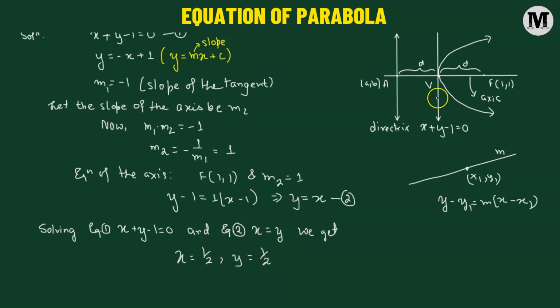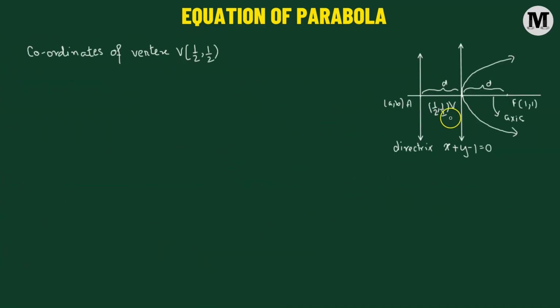So that means the coordinates of the vertex are going to be 1/2, 1/2. Now that we have the coordinates of the vertex of the parabola, we can easily find out the coordinates of A. That's because V is the midpoint of the line segment joining A and F. That simply means that we can use the midpoint formula to define the coordinates of the vertex.